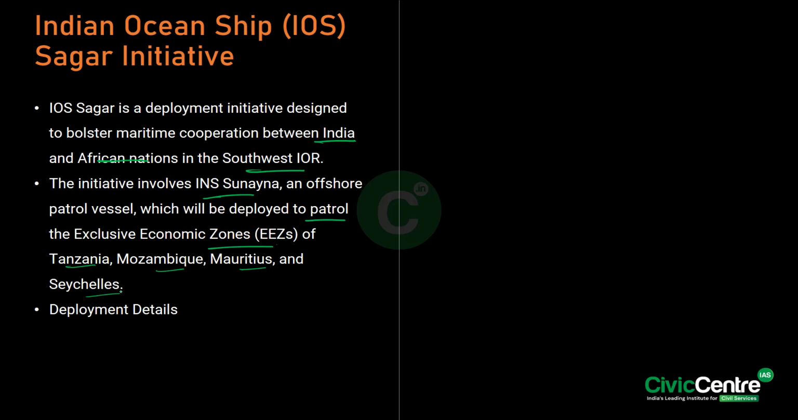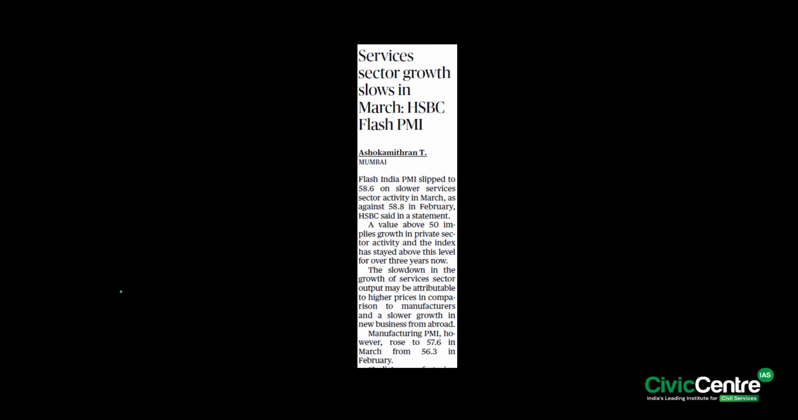Right. So, moving on to talk about the next article. It says that India's HSBC flash PMI slipped to 58.6 on slower service sector activity in March 2025, as against 58.8 in February 2025, according to a statement from HSBC. In this context, we'll talk about the Purchasing Managers Index.